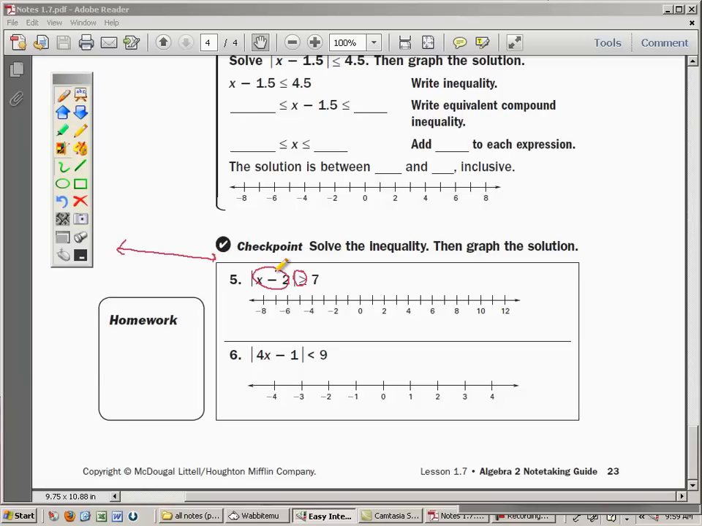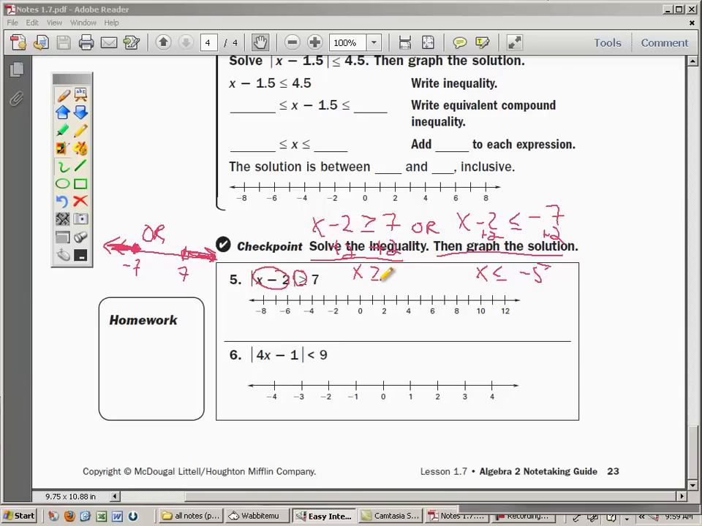My absolute value stuff is more than 7. So that's these numbers over here. But when I'm considering absolute value, the numbers that are also bigger than 7 are the ones to the left of negative 7. So this should be an OR graph. So I'm going to say x minus 2 is greater than or equal to 7, or x minus 2 is less than or equal to negative 7. Add 2 to all parts. And so I get x is less than or equal to negative 5. In this one, I get x is greater than or equal to 9.